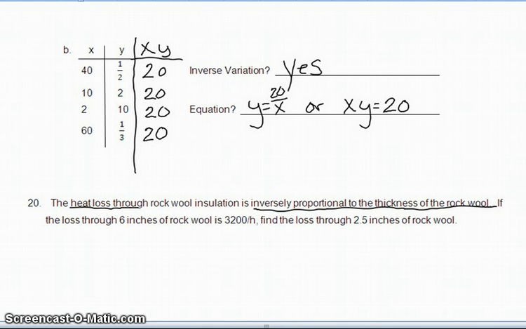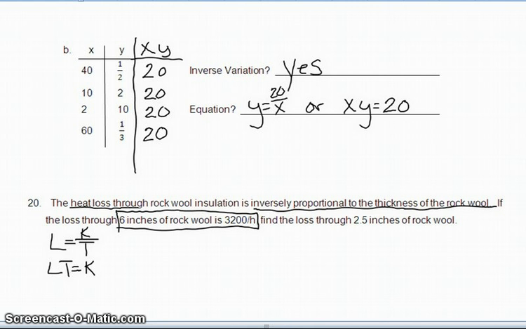My gosh, I'm having difficulty with that word. So, inversely proportional. I've got heat loss, I'm going to put L, is inversely proportional to thickness, or L times T equals my constant. So using my ordered pair, it's giving me this information: 6 inches of rock wool is 3,200, I think it's BTUs per hour. We'll have to ask Mr. Kitzman in class when we get together, but I do think it is 3,200 BTUs per hour.